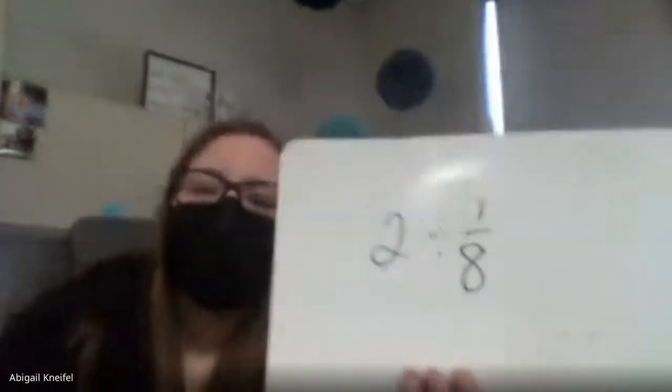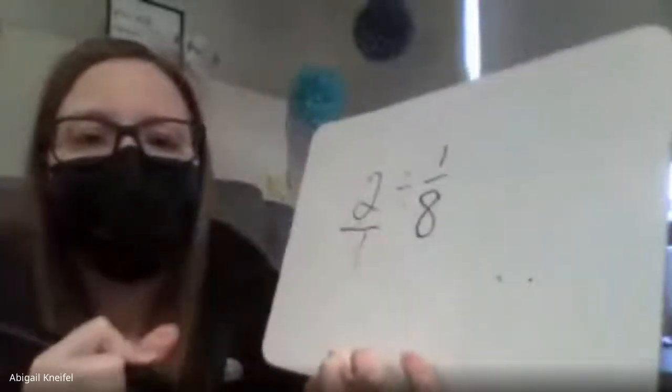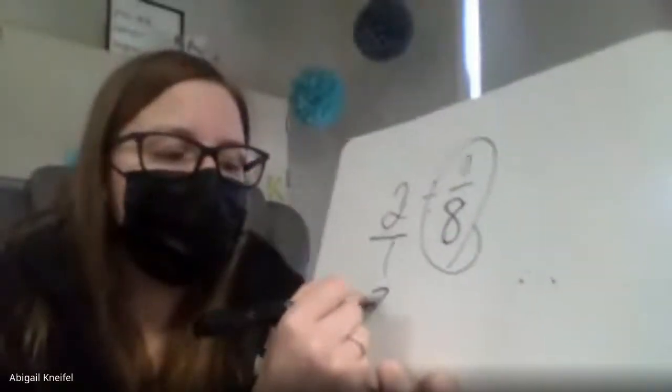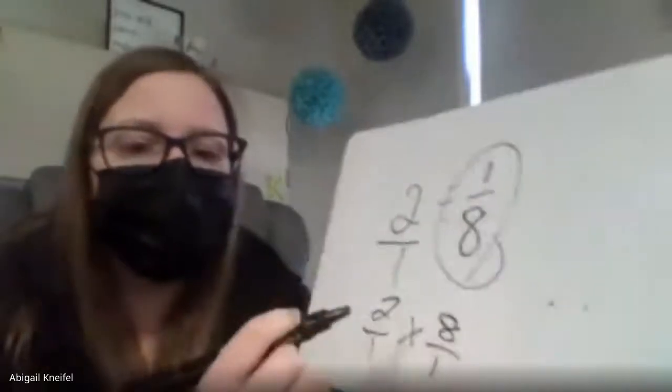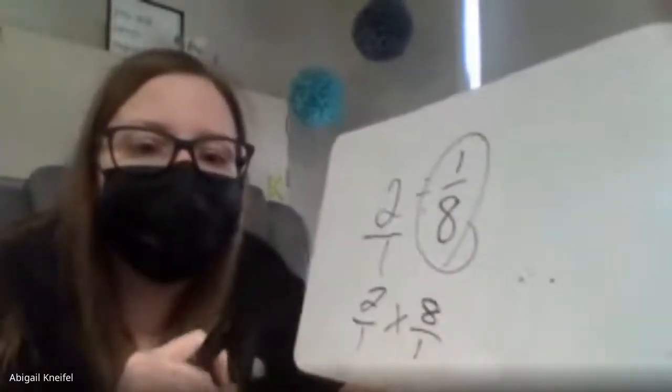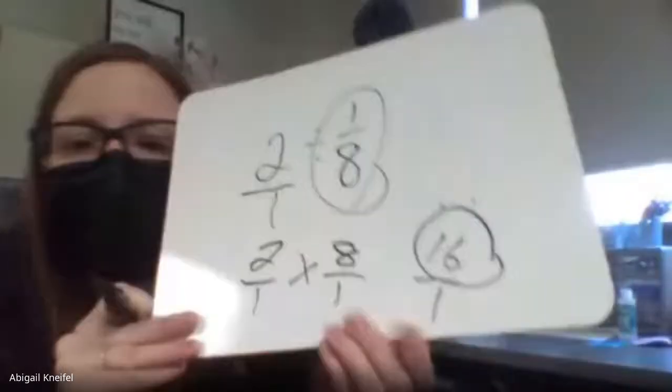All right. So, eyeballs on the board. I have a plain old 2 here, but I need to make it a fraction, so I need to put it over 1. So now I have 2 over 1 divided by 1/8. But I need to flip my second fraction and turn my division symbol into multiplication. So then I have 2 over 1 times 8 over 1. 2 times 8 is 16. 1 times 1 is 1. Our answer should be plain 16.